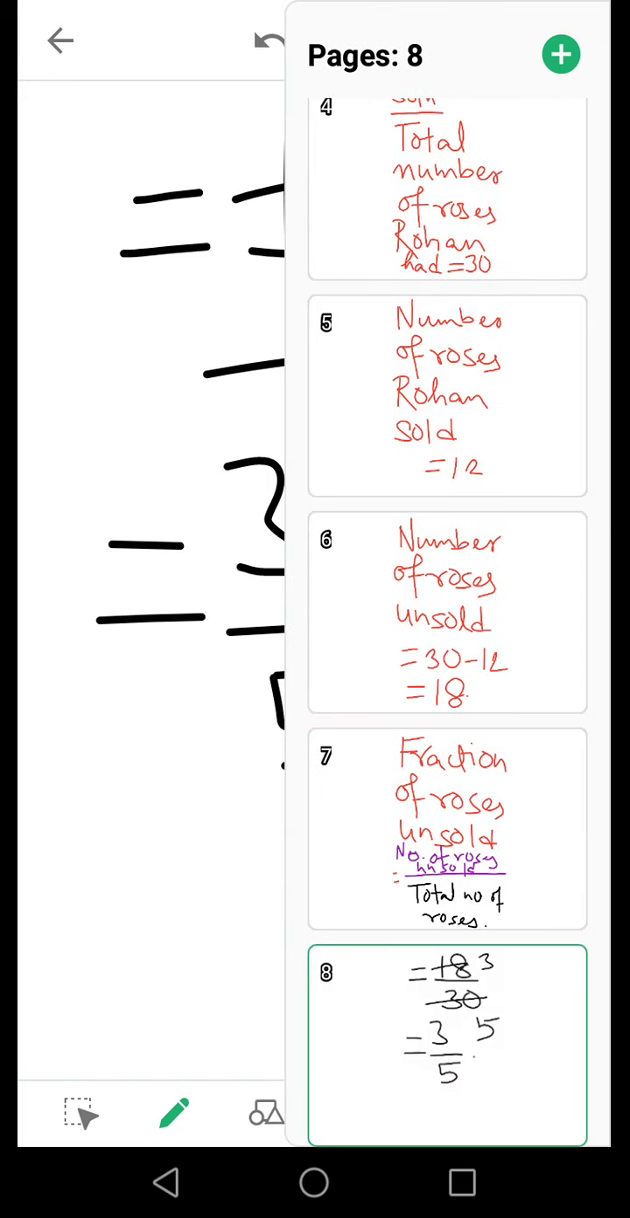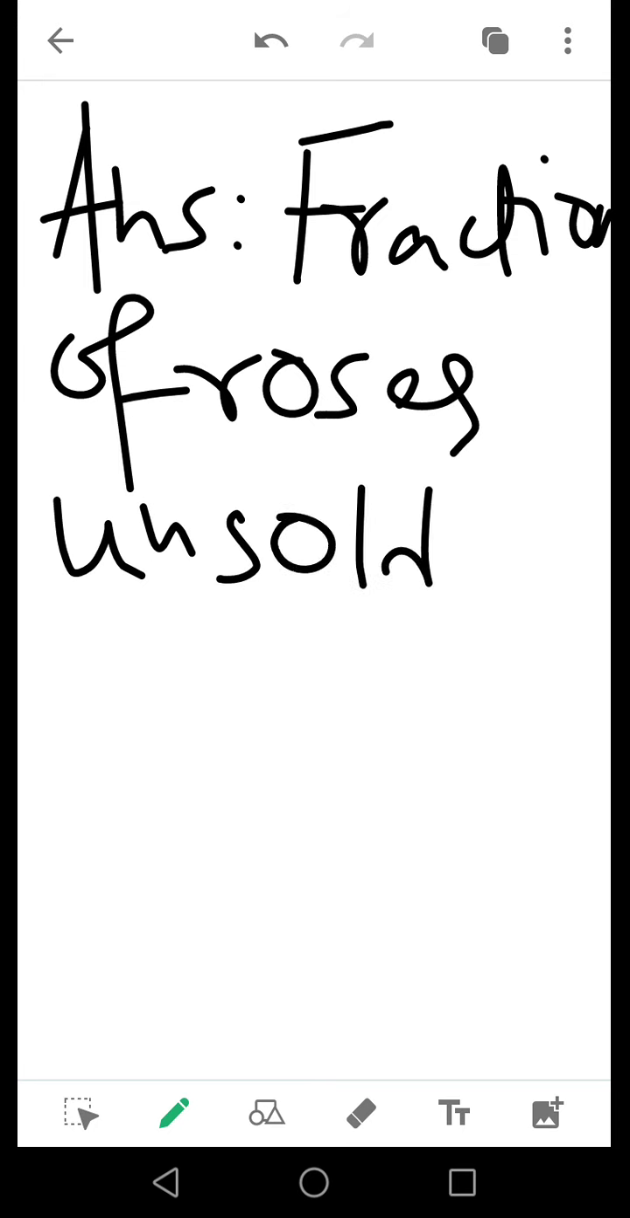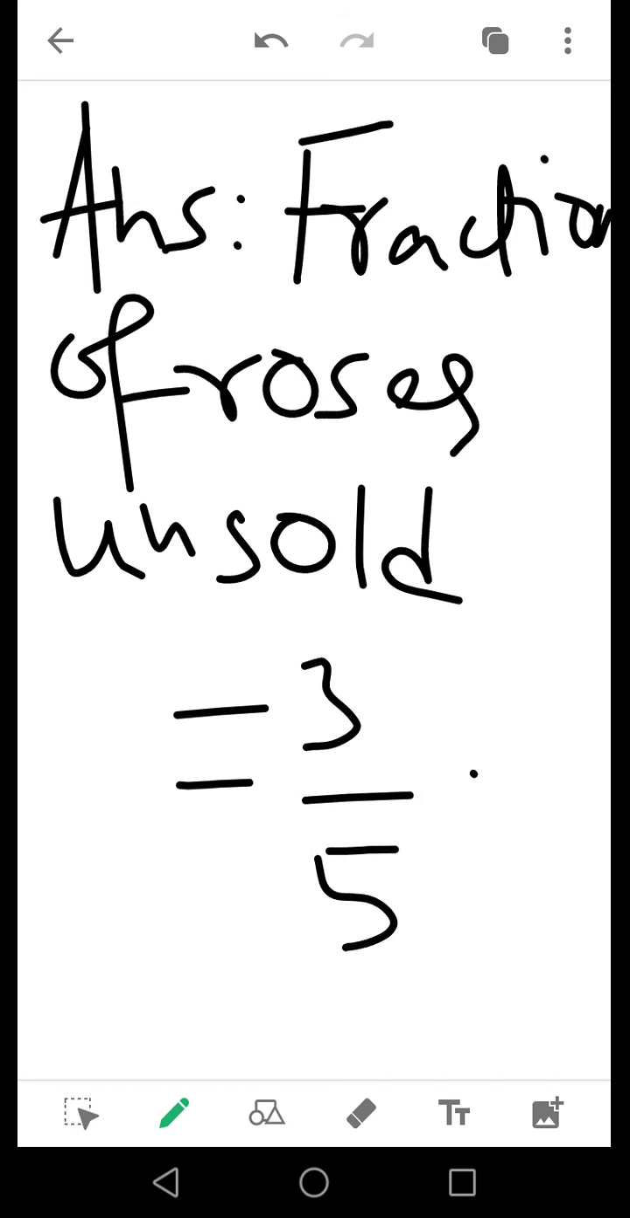Now coming to the next board. Answer: fraction of roses unsold. Now fraction of roses unsold, how will I get that? This is 3 by 5.